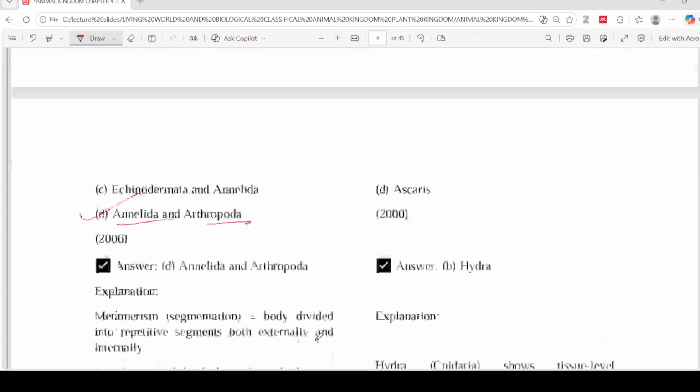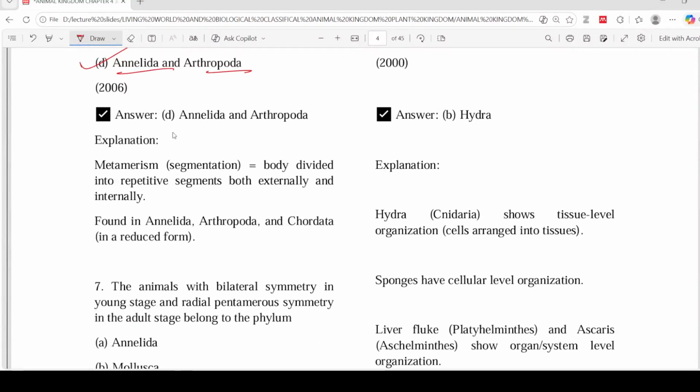So the correct explanation for this question is: Annelida and Arthropoda is the correct answer. Metamerism is when the body is divided into repetitive segments, both externally and internally. It is found in annelids, arthropods and chordata. In chordata it remains in a reduced form, so it is not so prominent, but it is present. So metamerism is most prominent in the annelids and arthropods. That is the explanation for your question. So let's move to the next question.